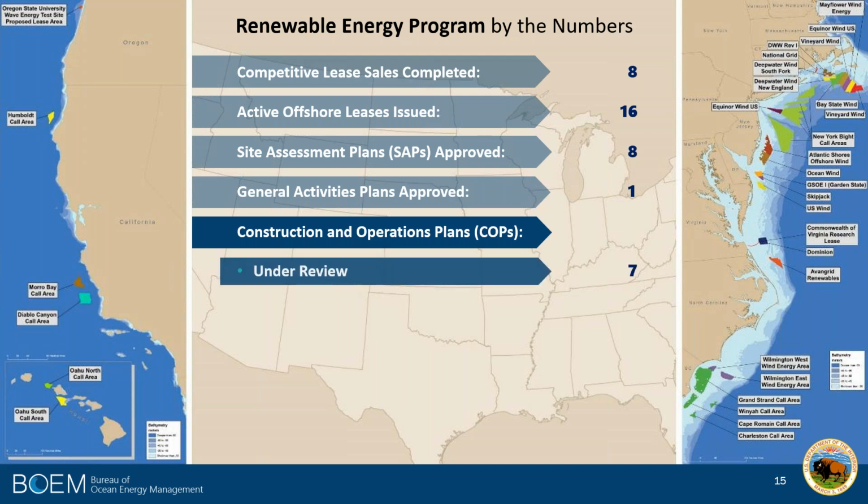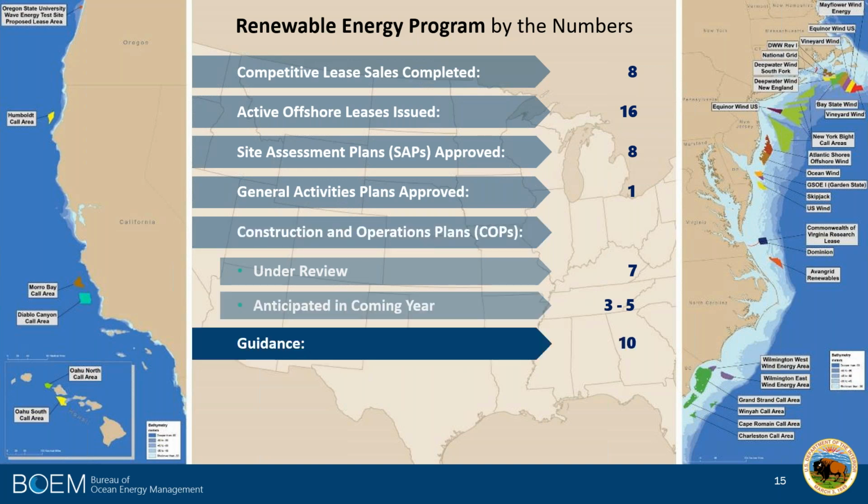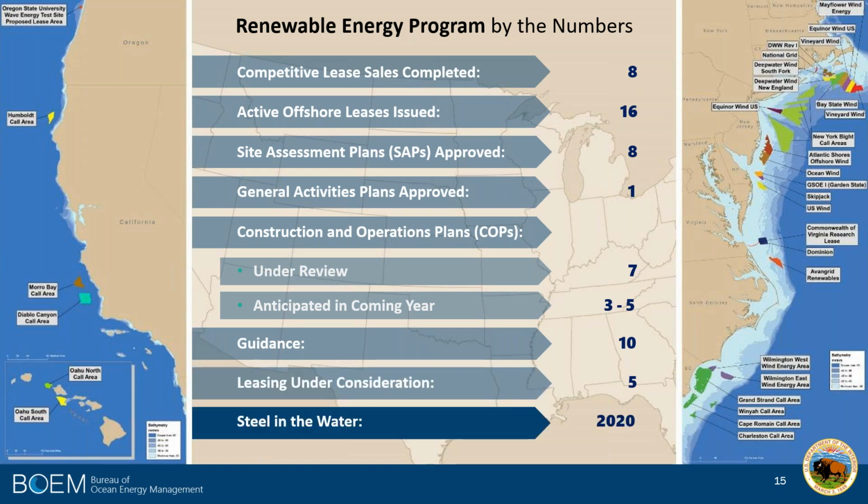But we also, on construction and operations plans, have 7 projects currently under review, and we anticipate another 3 to 5 in the coming year. So we're going to have our plate full on construction and operations plans review and approval. We've got 10 guidance documents out there right now, and we've got 5 additional areas under consideration for more leasing, and that includes additional leasing in the New York Bight area, potential leasing in the Gulf of Maine, potential leasing off of Carolina, and then out on the West Coast off of California and off of Hawaii.